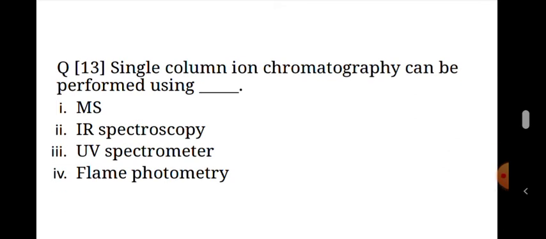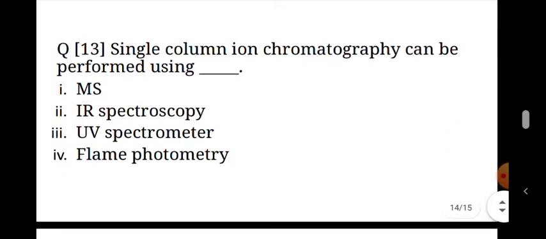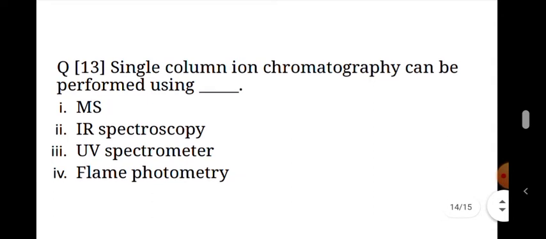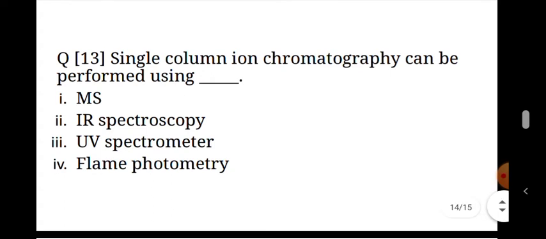Single column ion chromatography can be performed using MS, IR spectroscopy, UV spectrometer, or flame photometer? Usually it is the UV spectrometer which is used for performing single column ion chromatography. In this, the mobile phase is absorbing in the UV, whereas the ions which are there are non-absorbing. The mobile phase is absorbing and the ions are non-absorbing.